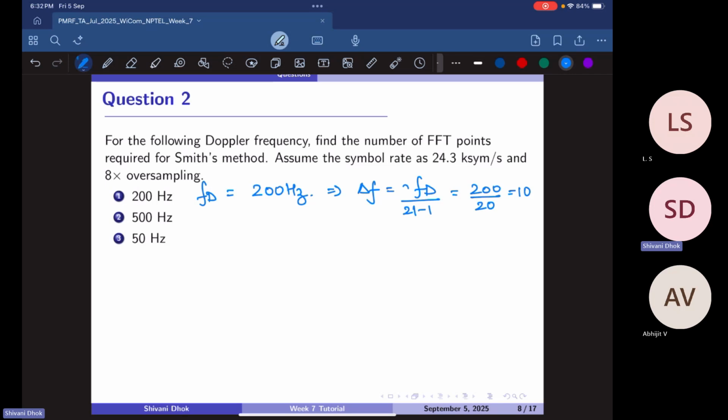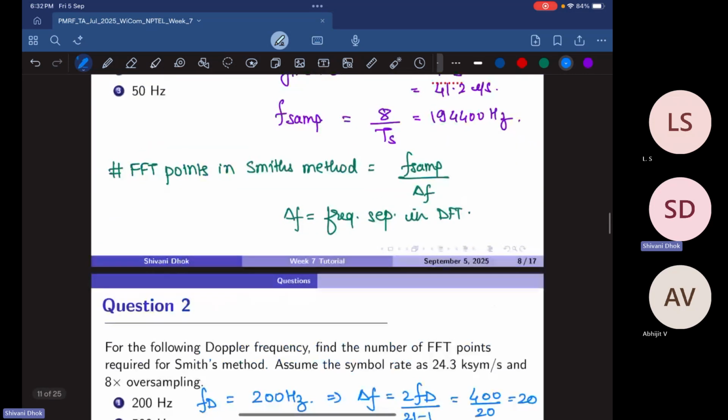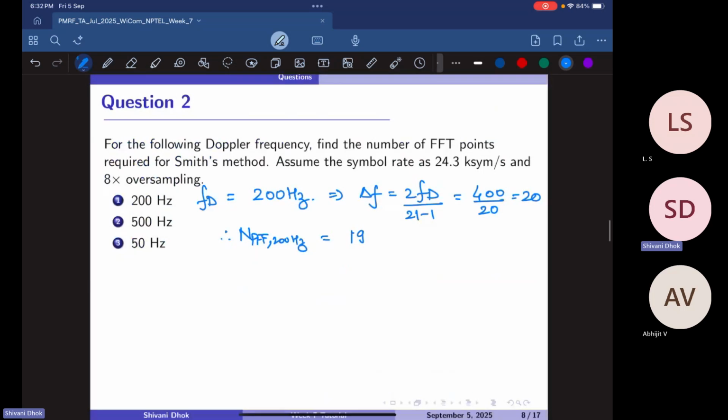Sorry, it will be 2 times FT. So this is 400 upon 20, that is 20. Therefore, the number of FFT points for 200 hertz comes out to be equal to your sampling frequency, which is 194400 divided by 20, and this comes out to be equal to 9720. So these many points you require to get a sufficient resolution in your FFT so that it resembles your Fourier transform.